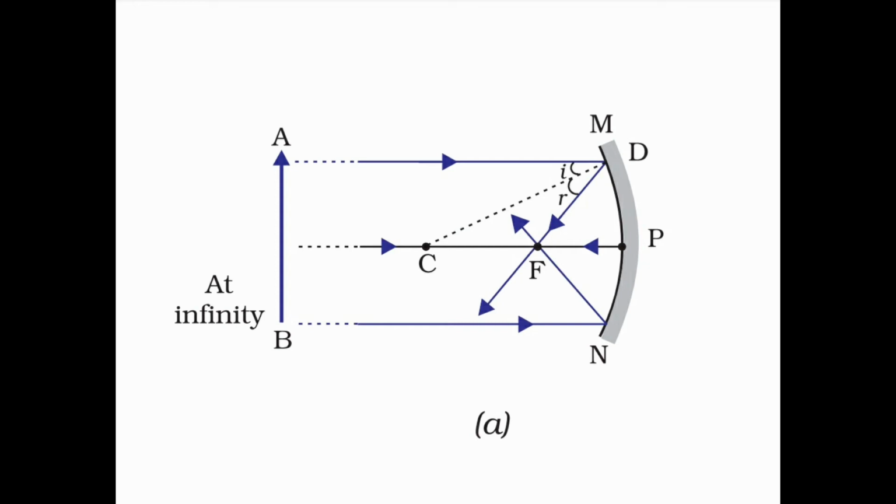First one, when the object is at infinity, light rays are coming parallel to the principal axis, above and below. The rule is, when light rays are coming parallel to the principal axis, they will pass through focus. Hence, the image will be formed at focus, which is highly diminished.